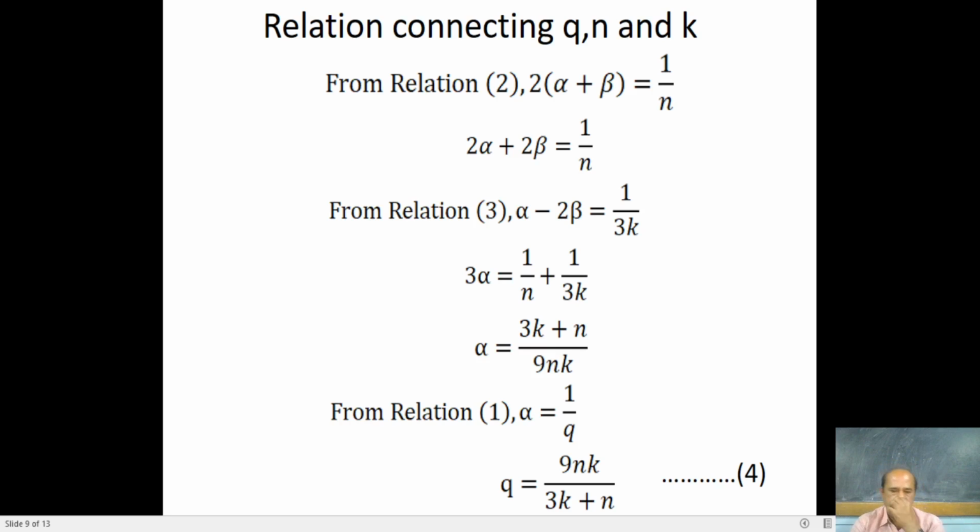From relation 1, we can write Q is equal to 1 over alpha, which is as good as alpha is equal to 1 by Q. By cross multiplication, you will get this equation. So Q is equal to 9NK divided by 3K plus N. You call this equation number 4.